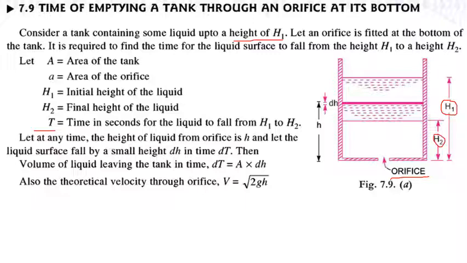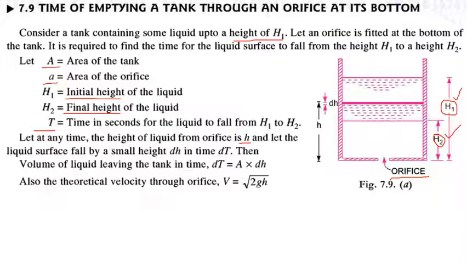Initially the height was H1. After time T, the height is H2. Area of the tank is capital A. Area of the orifice is small a. Initial height H1, final height H2. At any time, the height of liquid from this orifice is small h.